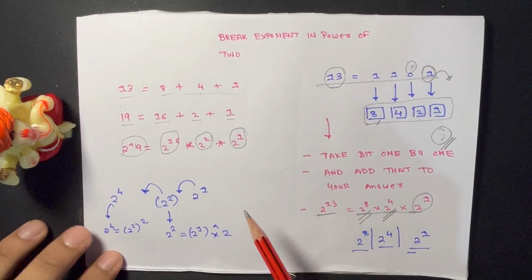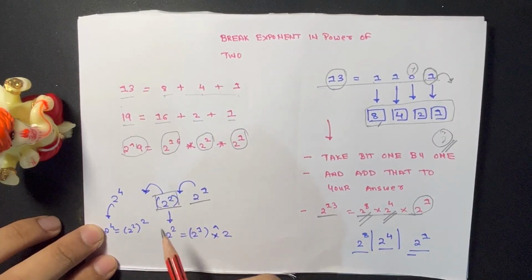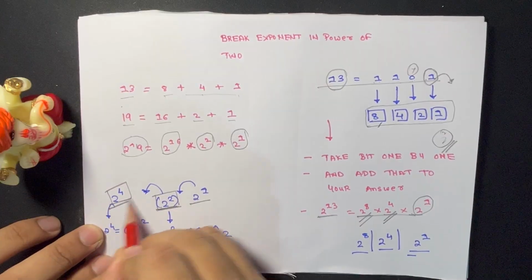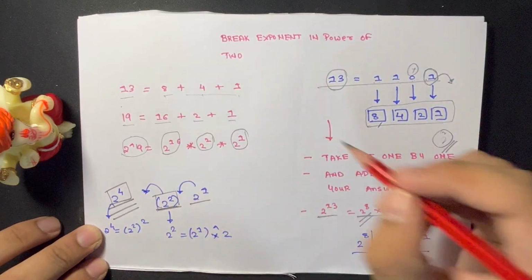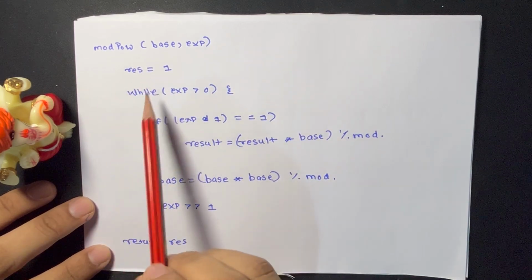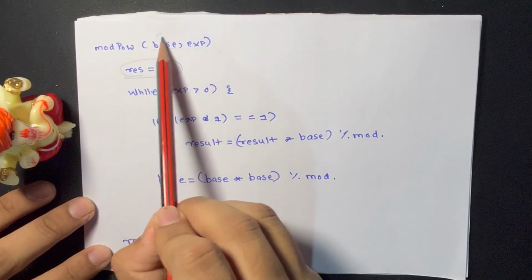Now we have seen that from 2 to the power of 1 we can calculate 2 to the power 2, right? From 2 to the power of 2 we just square it and calculate 2 to the power of 4. Now this will help in our binary exponentiation code. Okay, so the code is like this. I first kept the result as 1. This is the base. Suppose this is 2 and this is 13.